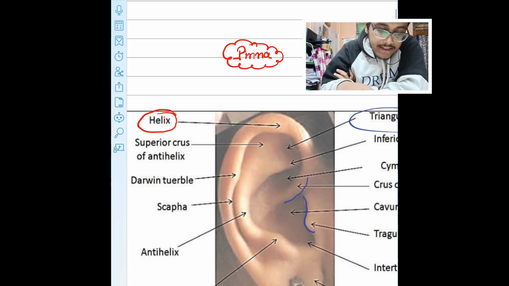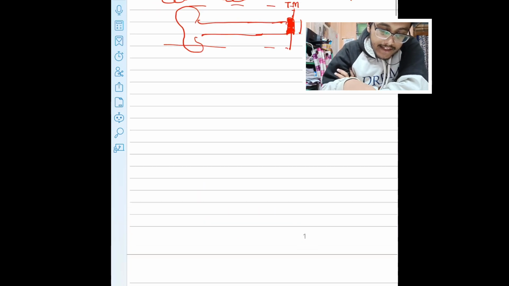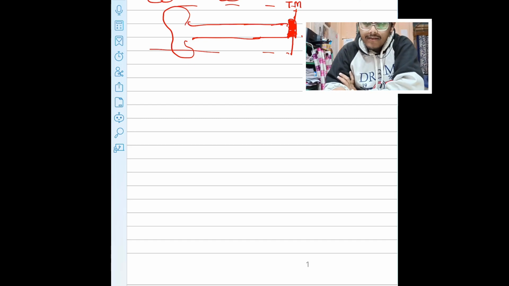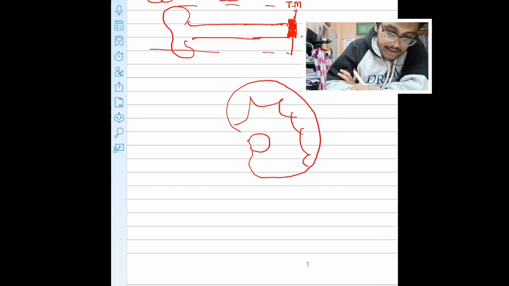Before discussing the pinna, I think we can discuss a bit about the embryology of the external ear, how it actually develops. During our development, if we draw a diagram, these are the brain vesicles, this is our primitive heart, and this portion is our primitive mouth, or stomodeum.